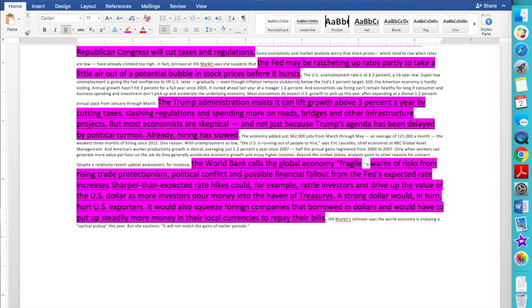Sharper than expected rate hikes could, for example, rattle investors and drive up the value of the U.S. dollar as more investors pour money into the haven of treasuries. A strong dollar would in turn hurt U.S. exporters. It would also squeeze foreign companies that borrowed in dollars and would have to put up steadily more money in their local currencies to repay their bills.